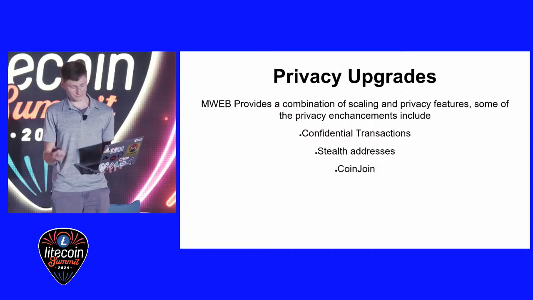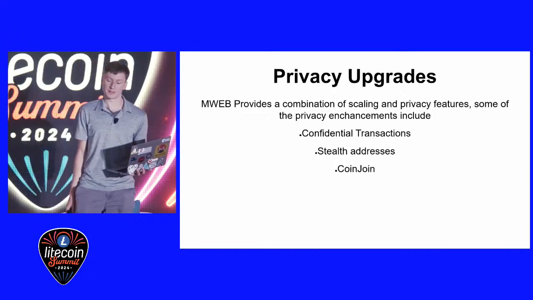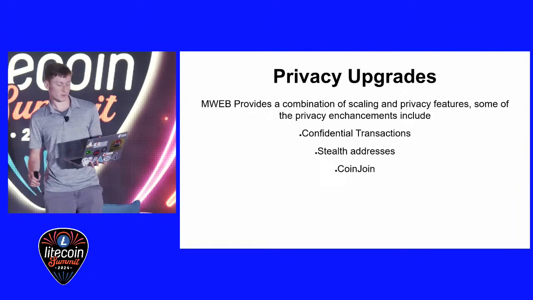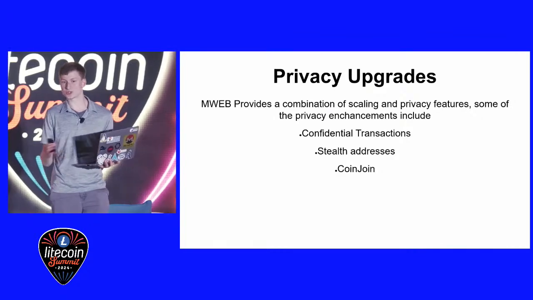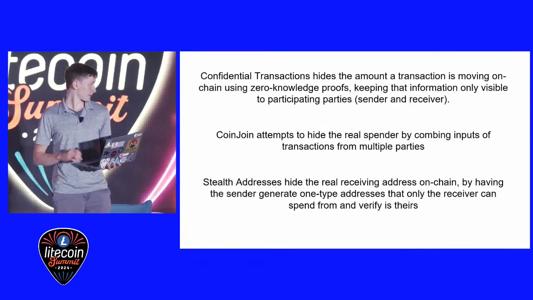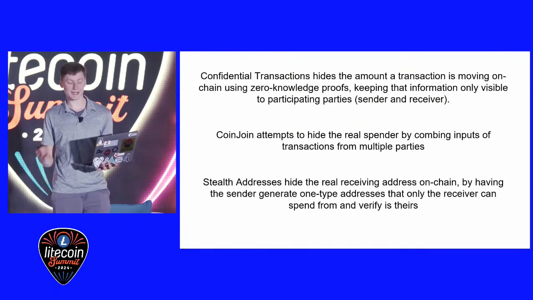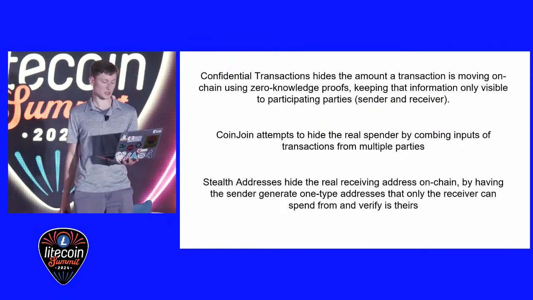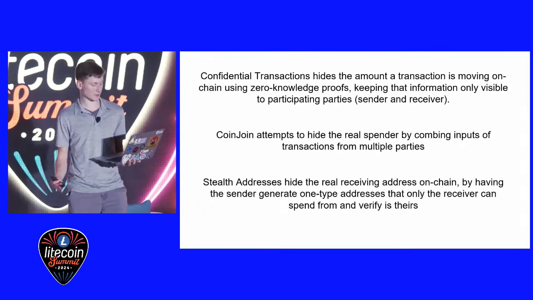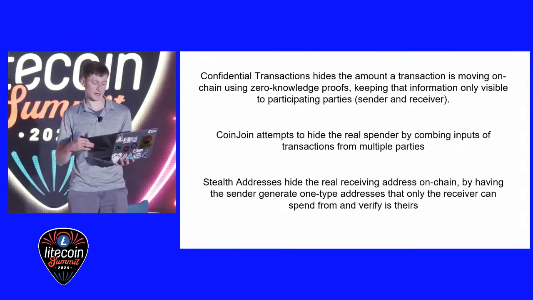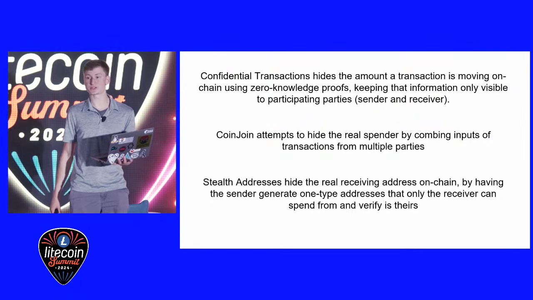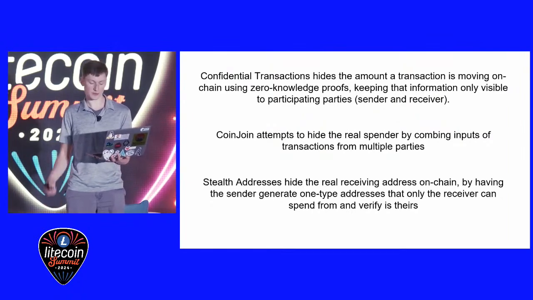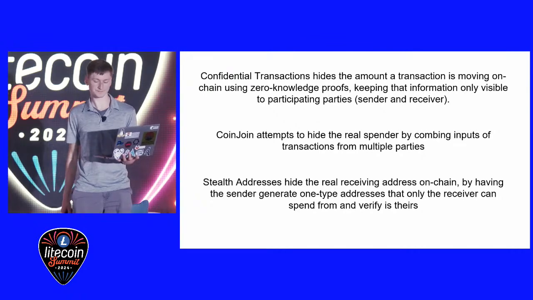Most notably, we have privacy upgrades with MWEB, and I'm just going to talk about a few of them here. The first one is confidential transactions, the second one is stealth addresses, and the third one is CoinJoin. And these are just a few, not all of them. Specifically, confidential transactions hide the amount a transaction is moving on-chain using zero-knowledge proofs, keeping that information only visible to participating parties, the sender and the receiver. CoinJoin attempts to hide the real spender by combining inputs of transactions from multiple parties. And stealth addresses hide the real receiving address on-chain by having the sender generate one-time addresses that only the receiver can spend from and verify is theirs.